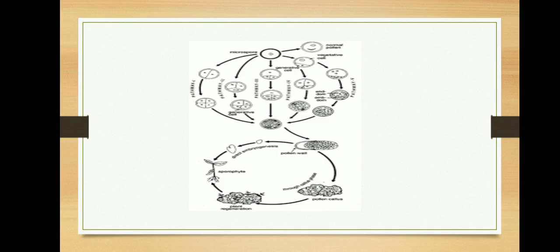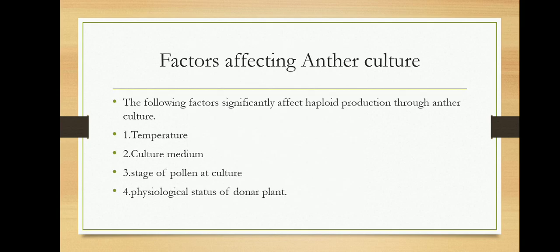Okay, next we will see the factors which are affecting anther culture. Here there are 4 factors that affect the culturing of anthers. They are temperature, culture medium, and stage of pollen at the culturing process. The 4th is the physiological status of the donor plant or selection of anthers. First we see temperature, and how the temperature shows its effect on the culturing of anthers.